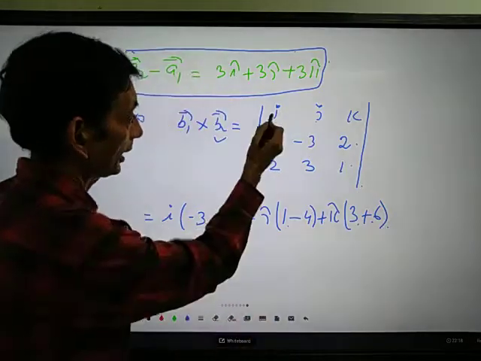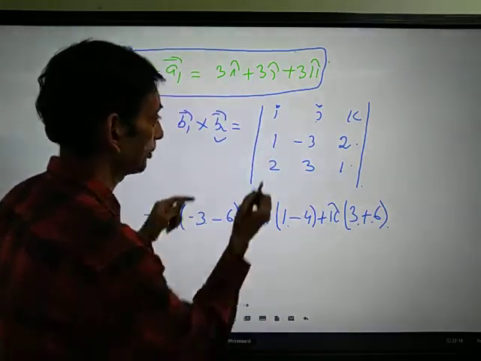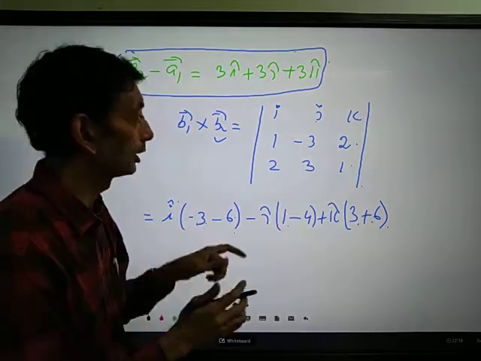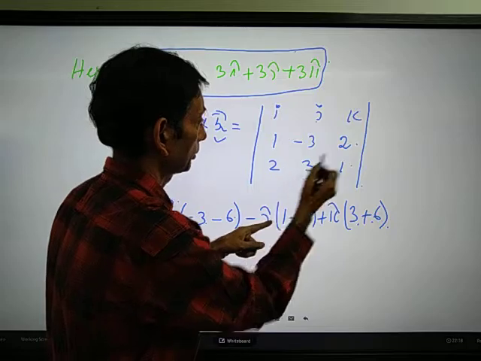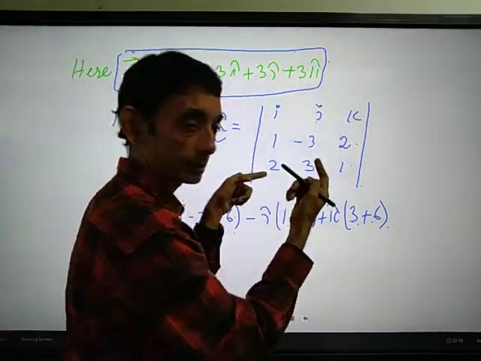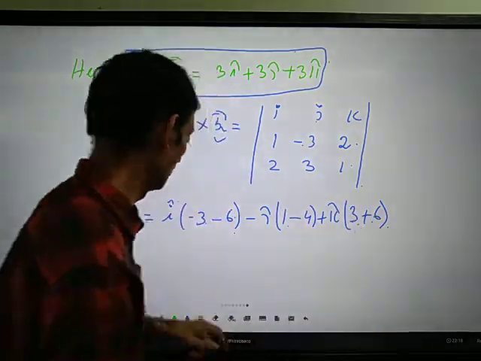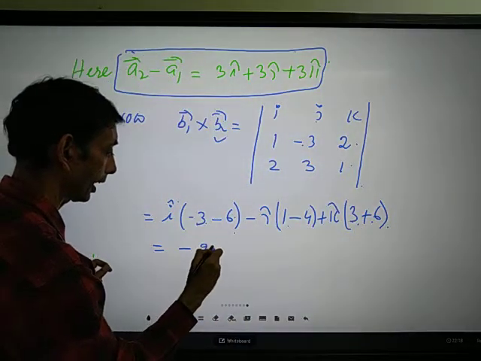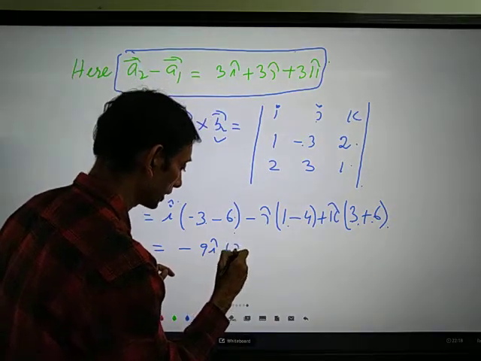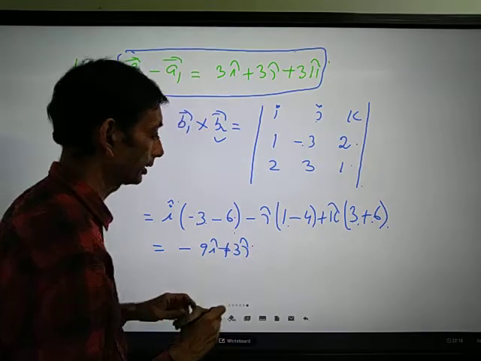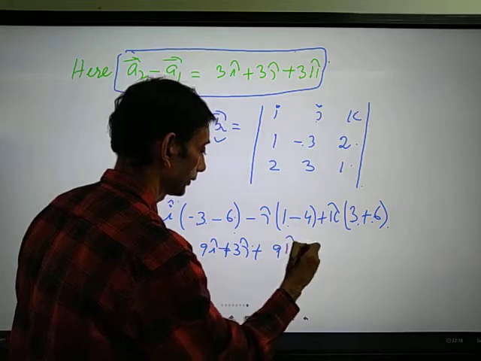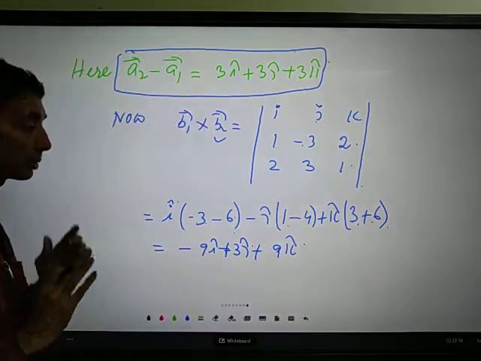So this is i cap, j cap, k cap. I cap: minus 3 into 1, minus 3, and minus 3 into 2, 6. Then minus j: 1 into 1 and 2 into 4. And similarly k cap is 3 into 1, 3, and minus, there is another minus, so it will be plus 6. So this is equal to minus 9 i cap, then minus 3 plus minus minus plus, so it will be plus 3 j cap. And then 6 plus 3, 9 k cap. So you got B1 cross B2.